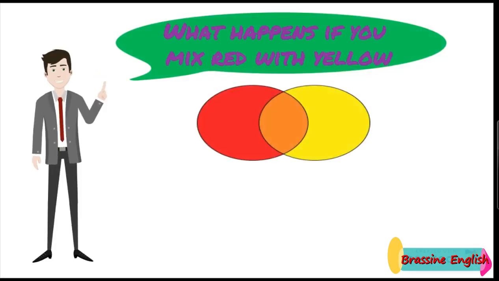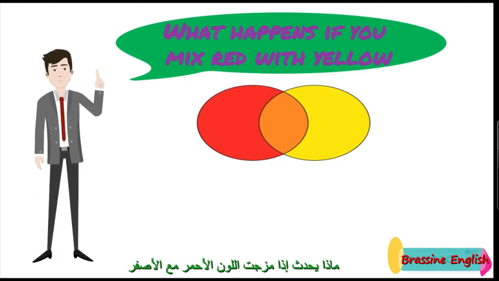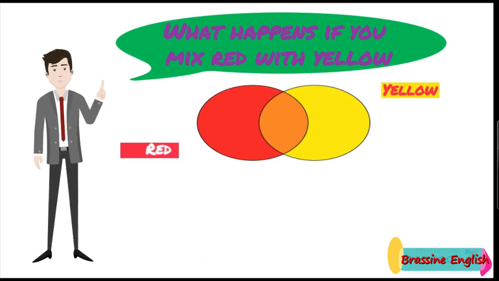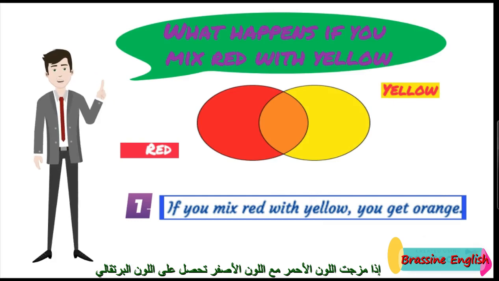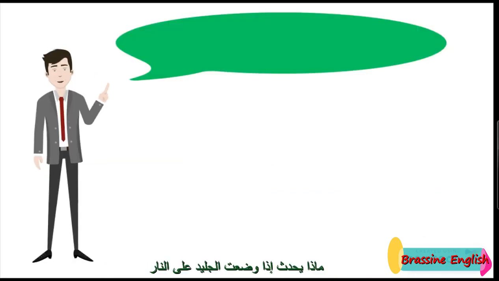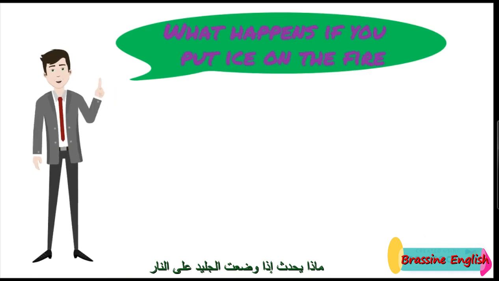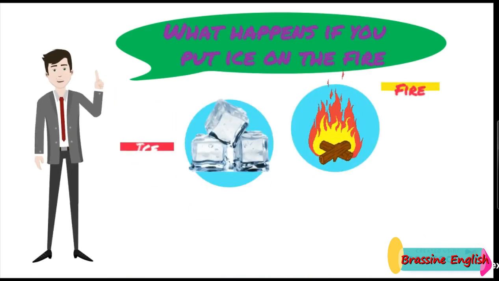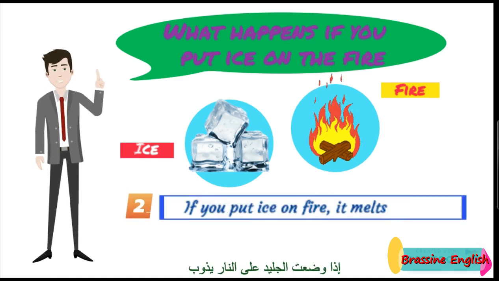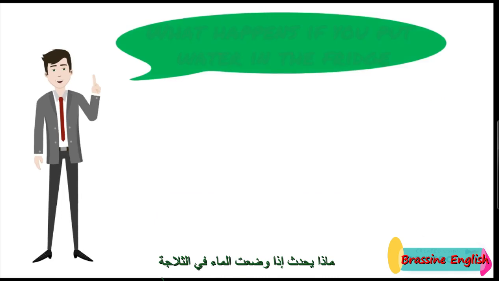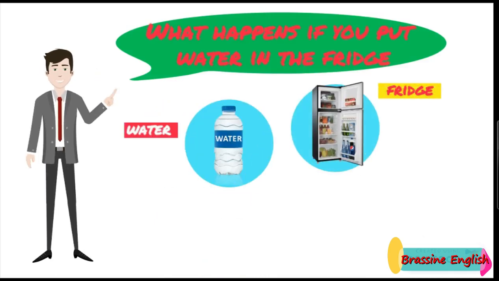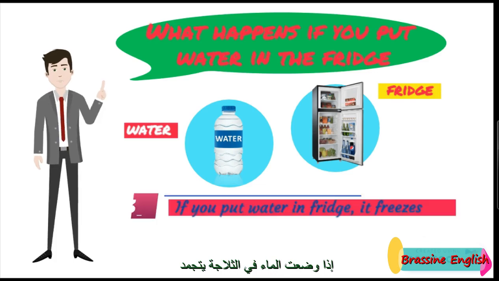What happens if you mix red with yellow? If you mix red with yellow, you get orange. What happens if you put ice in the fire? If you put ice in the fire, it melts. What happens if you put water in the fridge? If you put water in the fridge, it freezes.